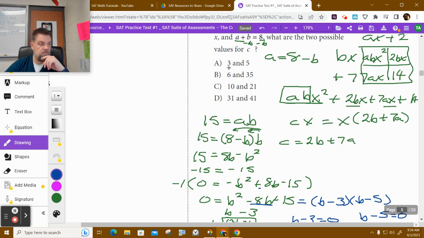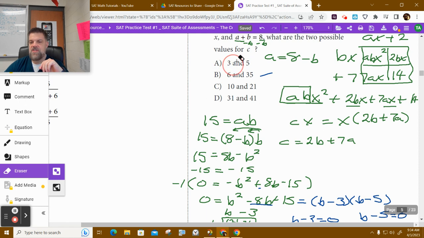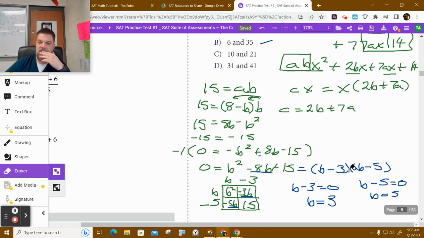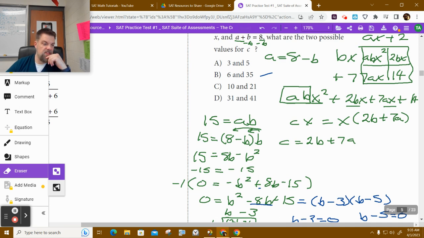Guess what? The answer is A. Oh, wait. The answer is not A. I'm sorry. Hold on. I forgot. We got to go back. It's not A. Hold on. I caught it. So those are the possibilities for b, right? Those are the possibilities for b.